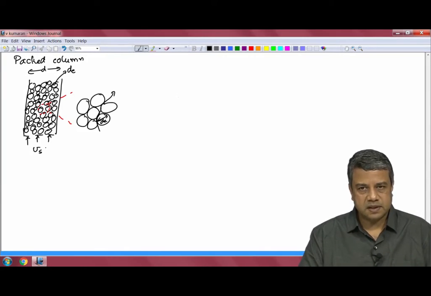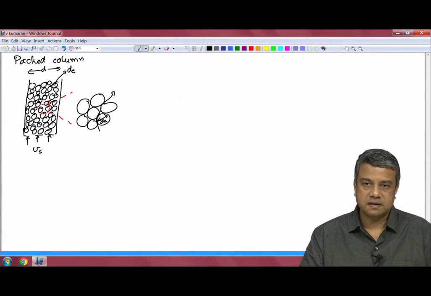Vs is the velocity which is basically the flow rate divided by the cross sectional area of the bed. It is not the cross sectional area of the voids between the particles. The superficial velocity is defined as the flow rate divided by the cross sectional area of the bed. Basically, the velocity that the fluid would have if there were no particles. So, it is the cross sectional area of the entire packed column without particles in it.